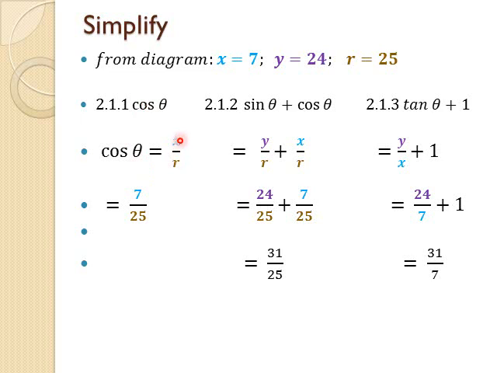So cos theta, which is x over r, my x value being 7, and my r value being 25. Right, so 2 marks, 1 for 7, 1 for 25. Sine theta plus cos theta, we should know sine is y over r, and cos theta is x over r. So in place of y, 24, place of r, 25, x 7, r 25. The denominators are the same, so 24 plus 7 gives me 31 over 25.